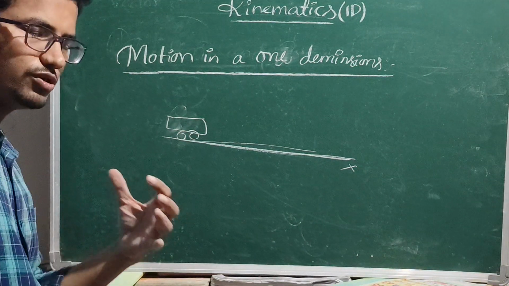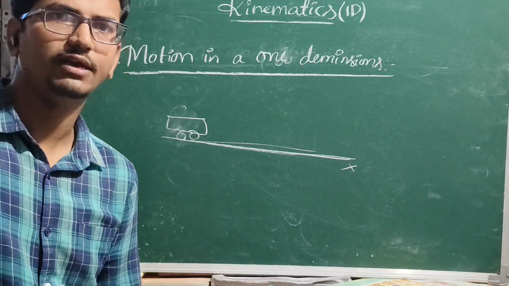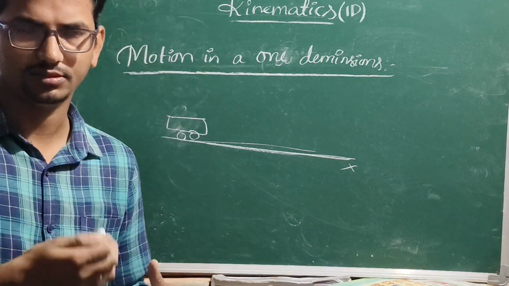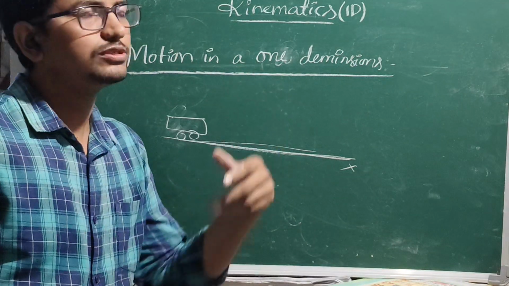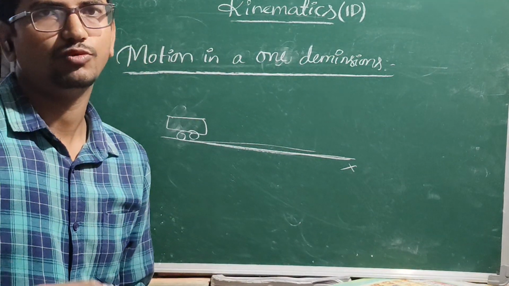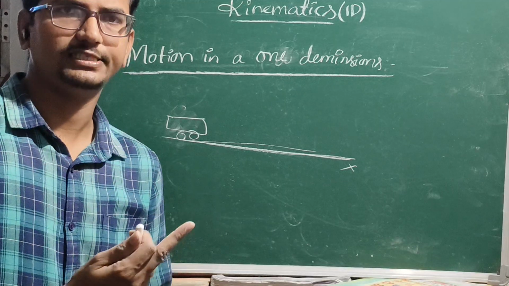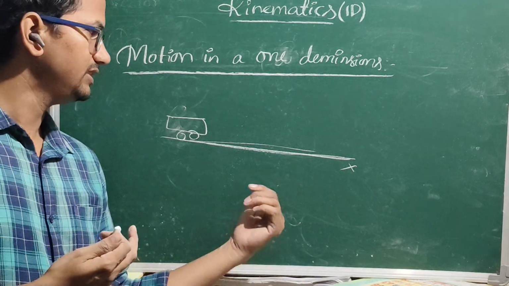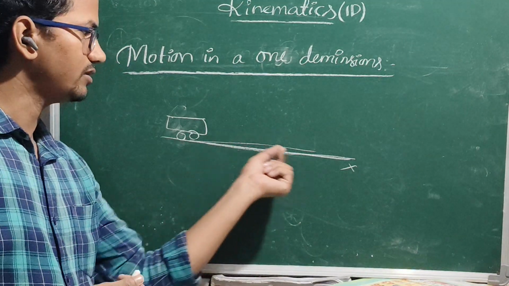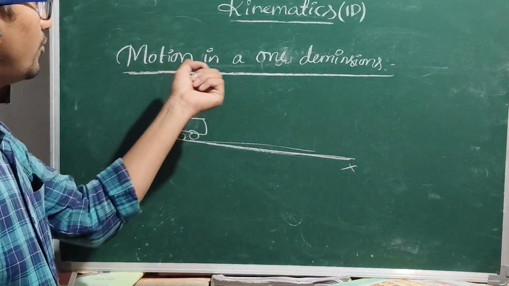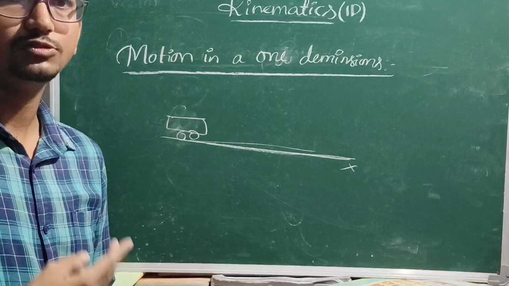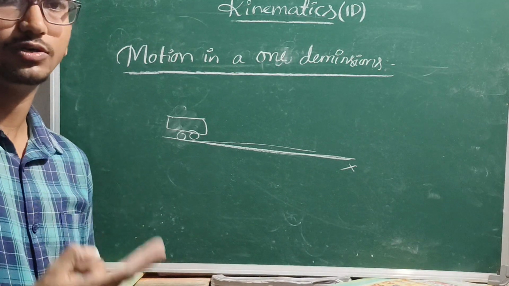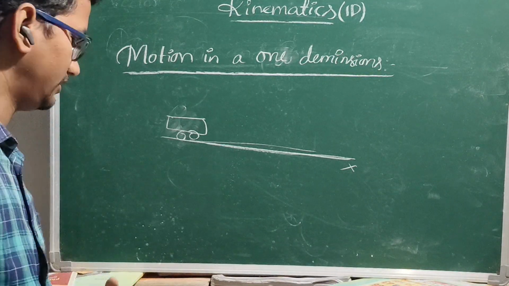For example, motion of a train, motion of a car, a person walking on the road. All these concepts will be discussed as motion in one dimension. One dimension means it requires one coordinate system, yes or no? Coordinate system means the x-axis. A person walking on the road is called motion in one dimension. One dimension means one coordinate system, two dimensions means two coordinate systems, three dimensions means three coordinate systems: x, y, z.